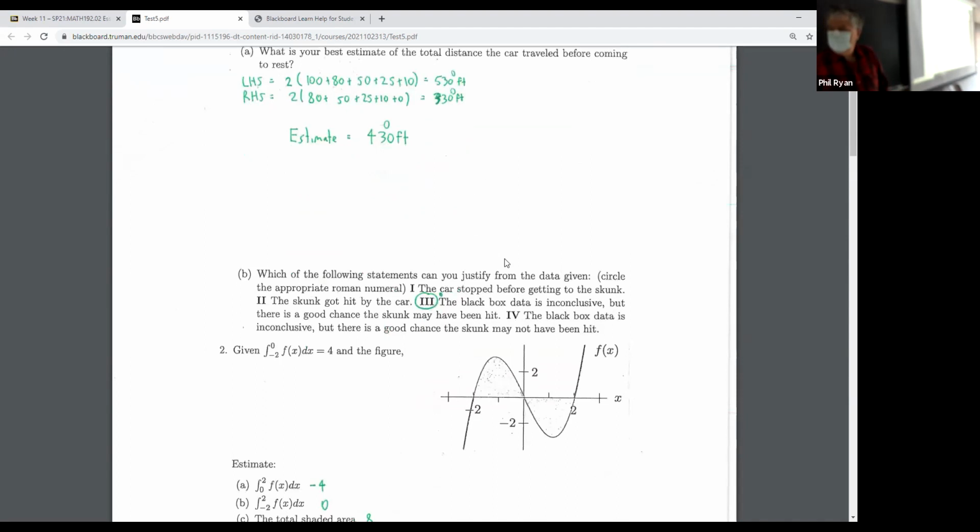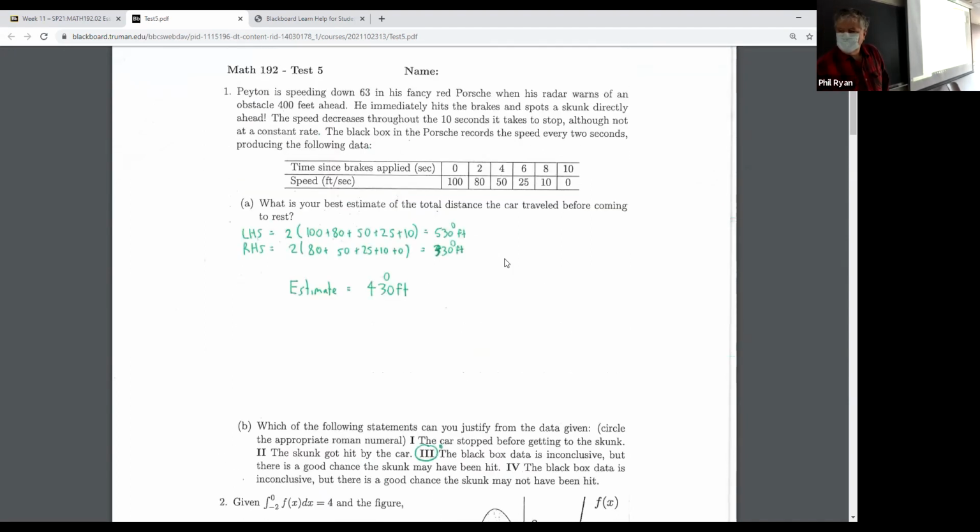Then, which of the following statements can you justify from the data? We know that it's between 330 and 530, and the skunk was 400 feet away. So it's not conclusive because 400 is within the error range. But because our estimate is 430 feet, there's a good chance the skunk might have been hit.